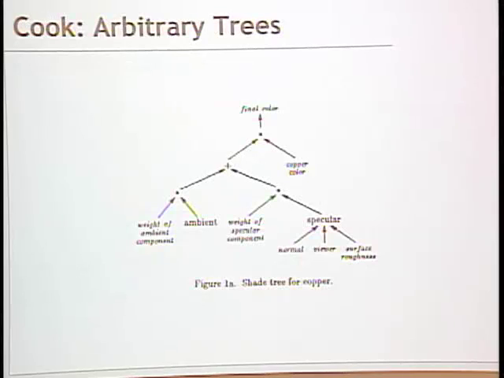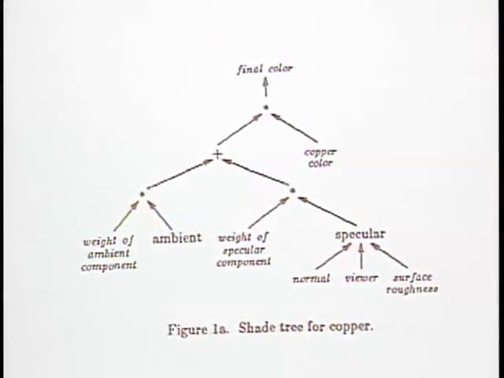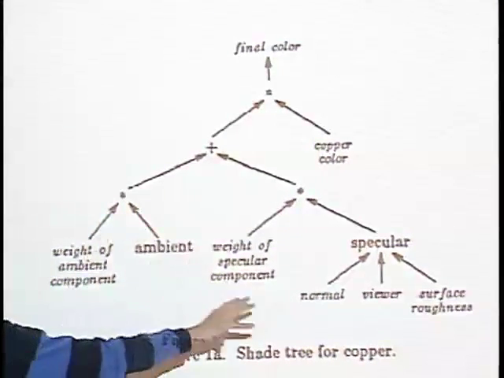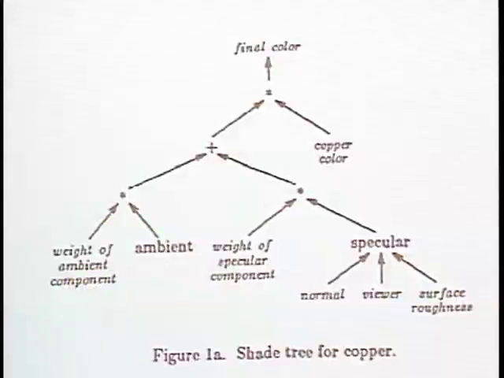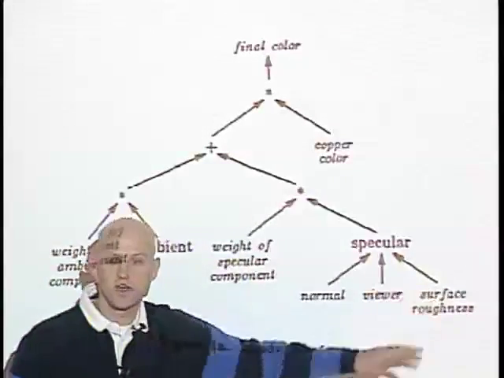So if we look at this, straight out of the paper here, he said, okay, we want to make something that looks like copper. Okay, what's that going to take? Okay, well, here are the inputs to copper. So there's some weights here, there's an ambient color, the surface roughness of the copper.